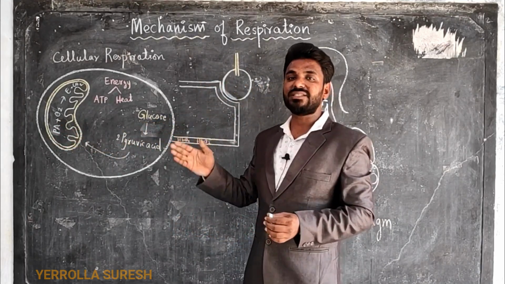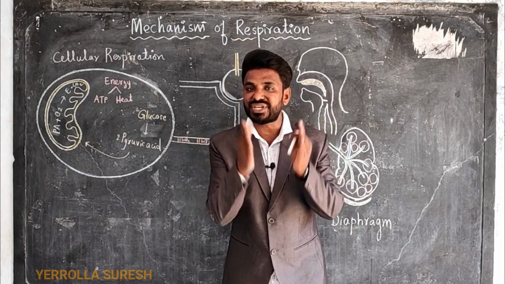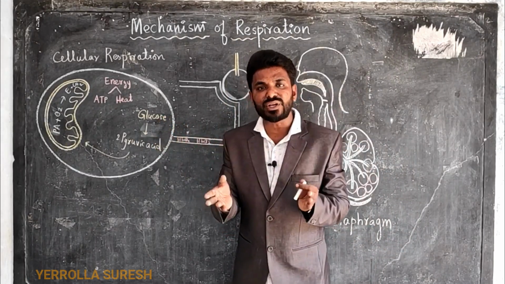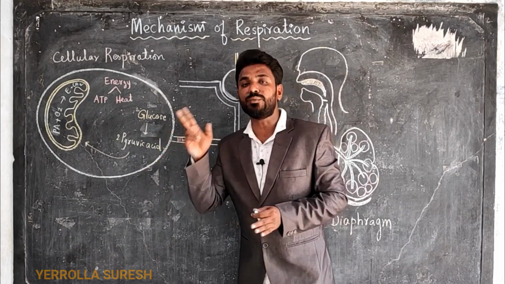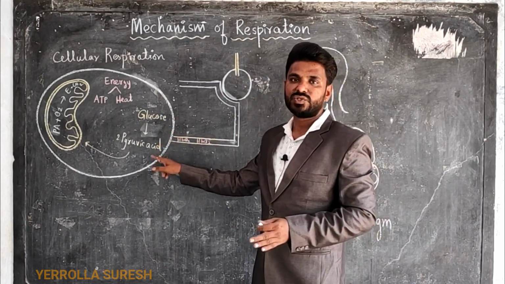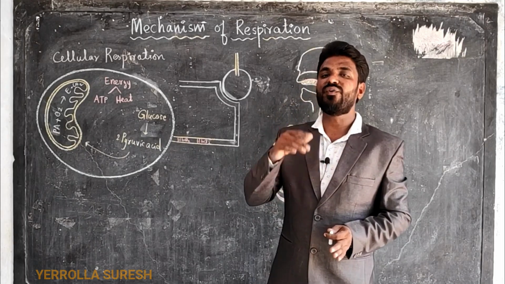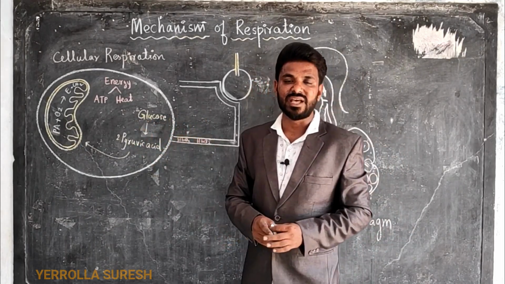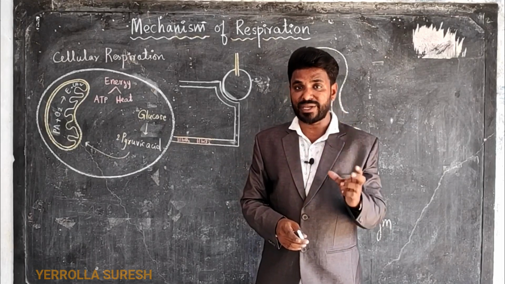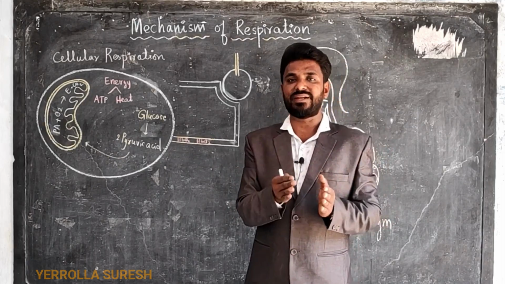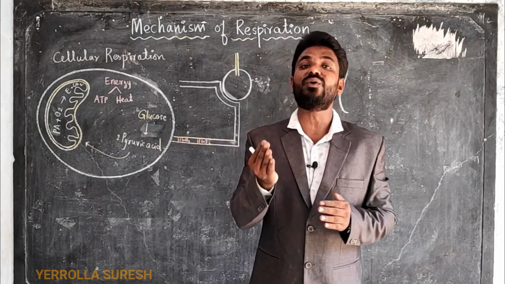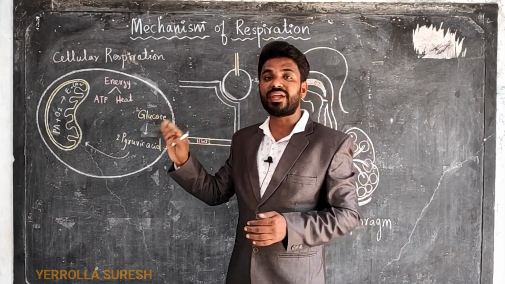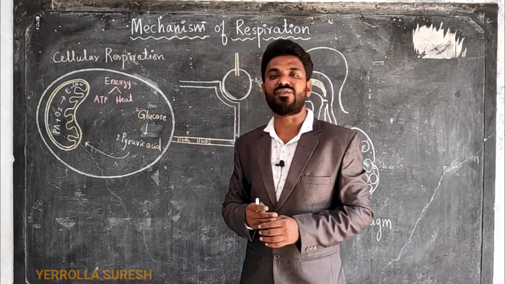But here, inside the cell, glucose undergoes some changes. What changes? First of all, glucose is broken down into two pieces. It forms two molecules of pyruvic acid. This breakdown of glucose to form two pyruvic acid molecules is the process called glycolysis. Glycolysis: glyco means glucose, lysis means breakdown. So glucose is broken down and pyruvic acid molecules are formed.